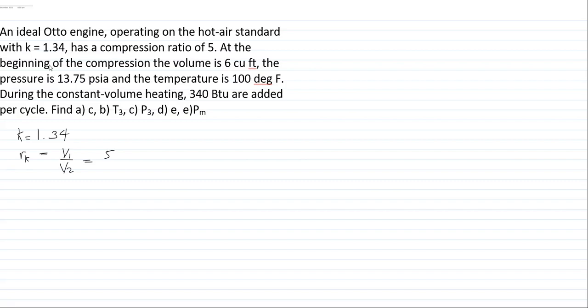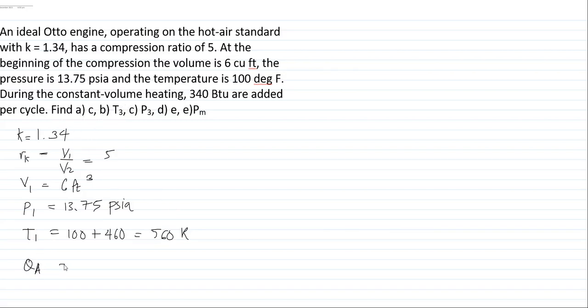Now, at the beginning of the compression, the volume is 6 cubic feet, so V1 is equal to 6 cubic feet. The pressure is 13.75 psia, and the temperature is 100 degrees Fahrenheit. So let us convert that: 100 plus 460, so we'll have 560 Rankine. During the constant volume heating, let's write here QA, 340 BTU are added per cycle.